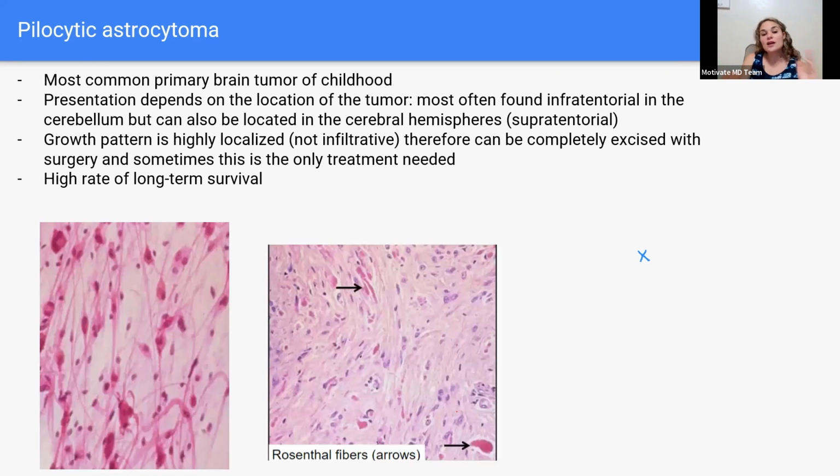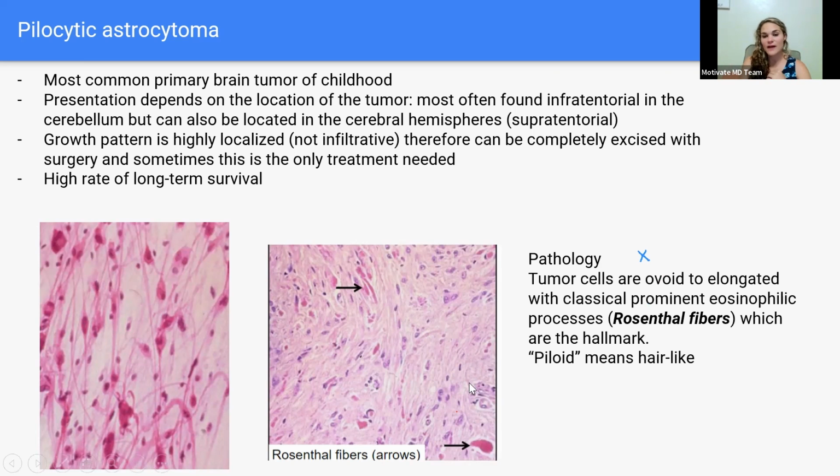And so just looking at what they would see on the pathology slide, like we saw Homer Wright rosettes with medulloblastoma, pilocytic astrocytoma also has a common histological finding, and these are called Rosenthal fibers. I'm sorry, you guys probably haven't done pathology before, but eosinophilic means this pinkish color. So these Rosenthal fibers are these long, pinkish things, and they look like little hairs, which is why it's named pilocytic astrocytoma, because pilocytic means hair-like. And again, here you can also see them more bunched together. This is a zoomed out version of that.